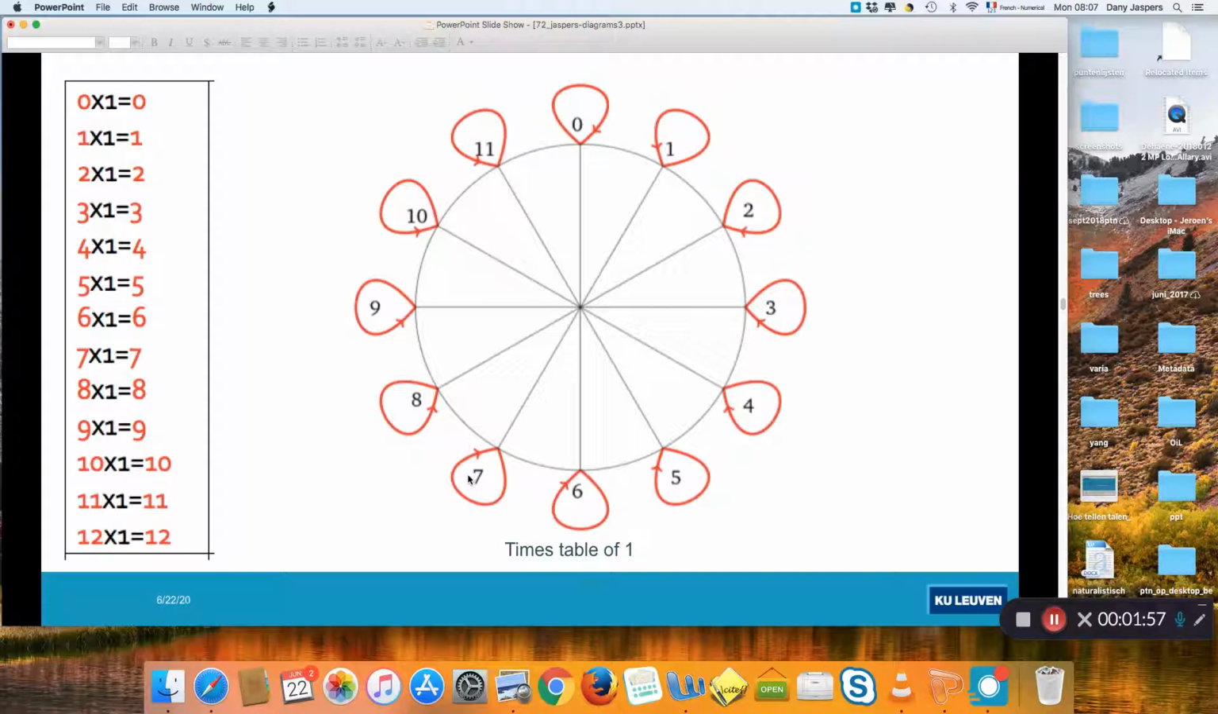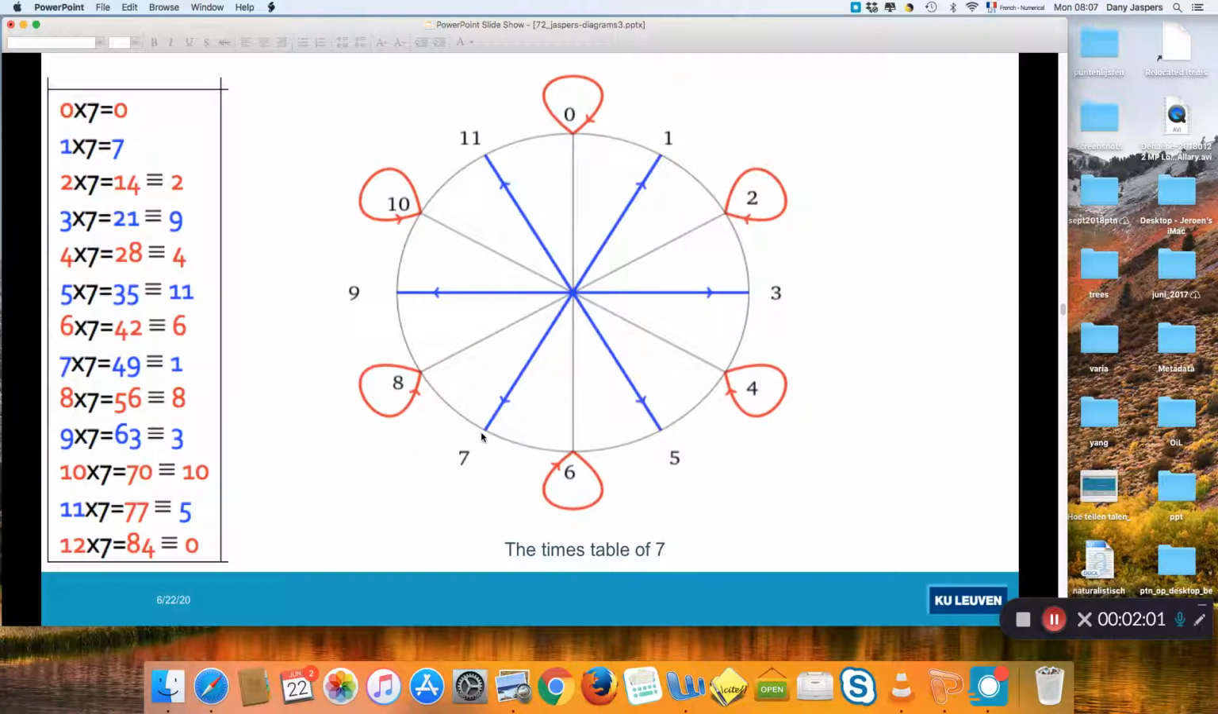Now we're going to do the multiplication table for its antipode on the clock, namely 7. And we get 0 times 7 is 0, 1 times 7 is 7, 2 times 7 is 14. That's 2 more than 12, so the arrow of 2 goes to 2 again. 3 times 7 is 21. That's 9 o'clock in the evening, so the arrow goes that way. And you can immediately see the symmetry.